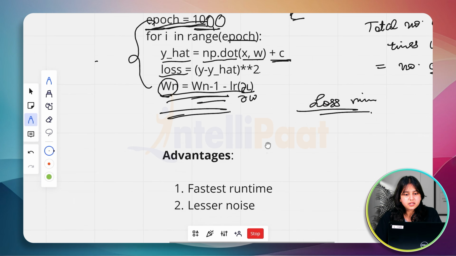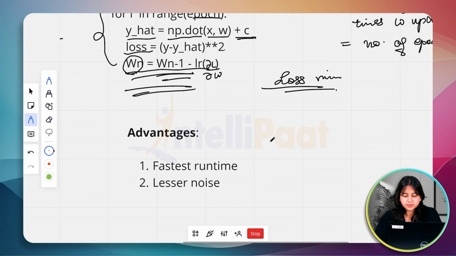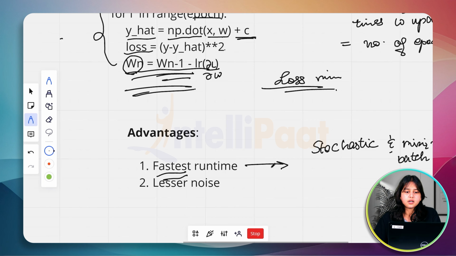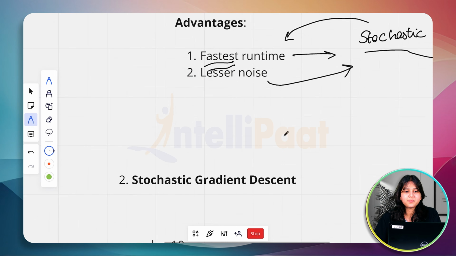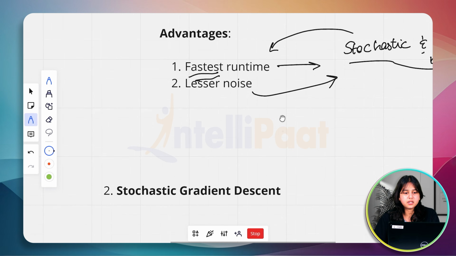So let's go ahead and look at the advantages of batch or vanilla gradient descent. It has the fastest runtime. Now, this word fastest is used with respect to the other two gradient descents, which are stochastic and mini batch. Compared to these two other optimizers, we have concluded that this one has the fastest runtime, and it also has lesser noise compared to these two optimizers, right? We'll go ahead and look at stochastic and mini batch.